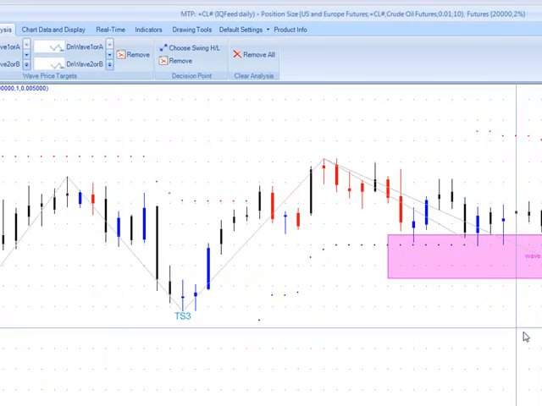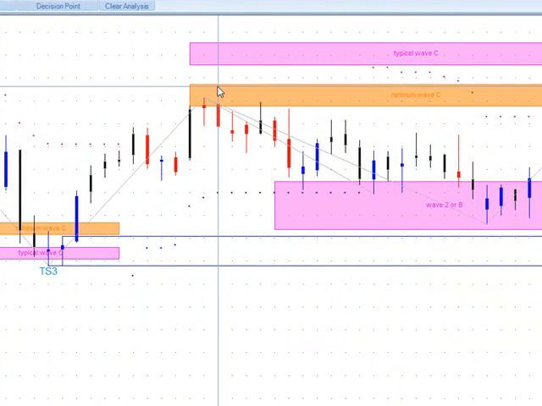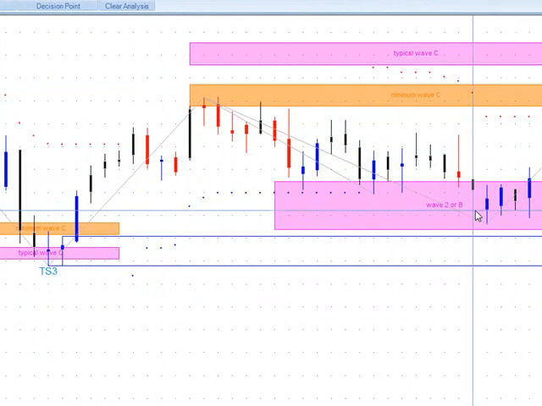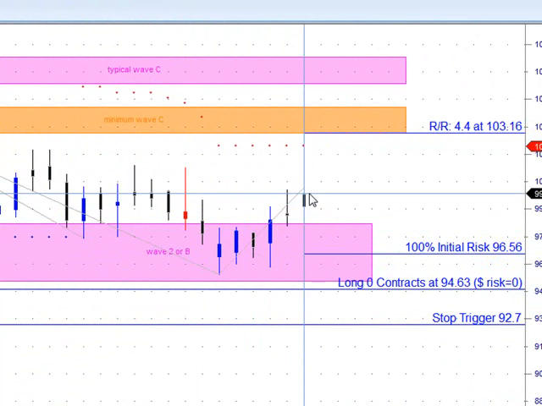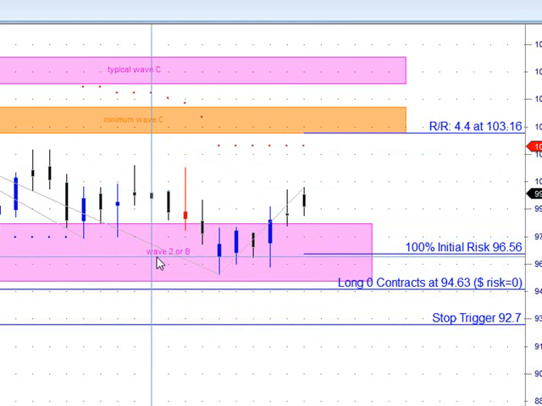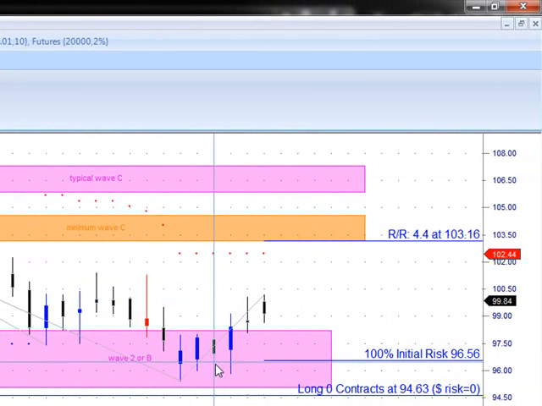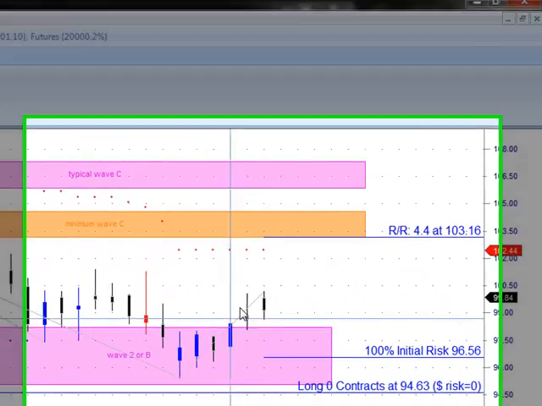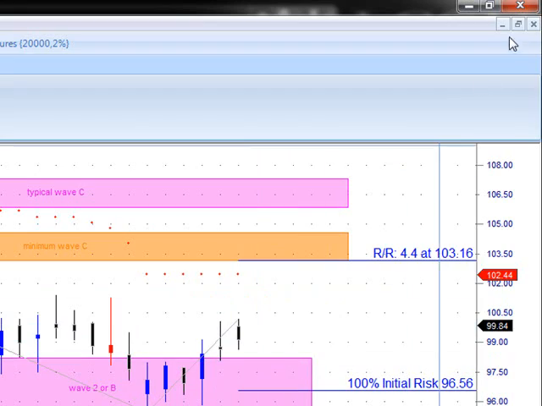And then oil. Again, this was our last long setup here in oil. Hit that target, and you can see we've come off into this wave 2 or B. It's actually going to be wave B. Support area. We've gotten a little bit of a rally, just under $100 in oil, and some things going on. And Saudi Arabia is talking about not allowing oil to get above $100. So we'll see how that plays out. But we expected to get some type of rally in the support area there. We've gotten that. We'll see how far it goes. Watch that $100 level there in oil.